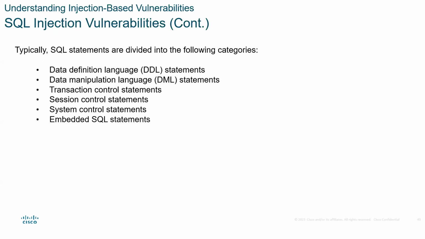So typically SQL statements are divided into the following categories. There's the DDL, data definition language. There's the DML, data manipulation language. There are transaction control statements, session control statements, system control statements, and embedded SQL statements. Please look those up. Why are we looking at this?